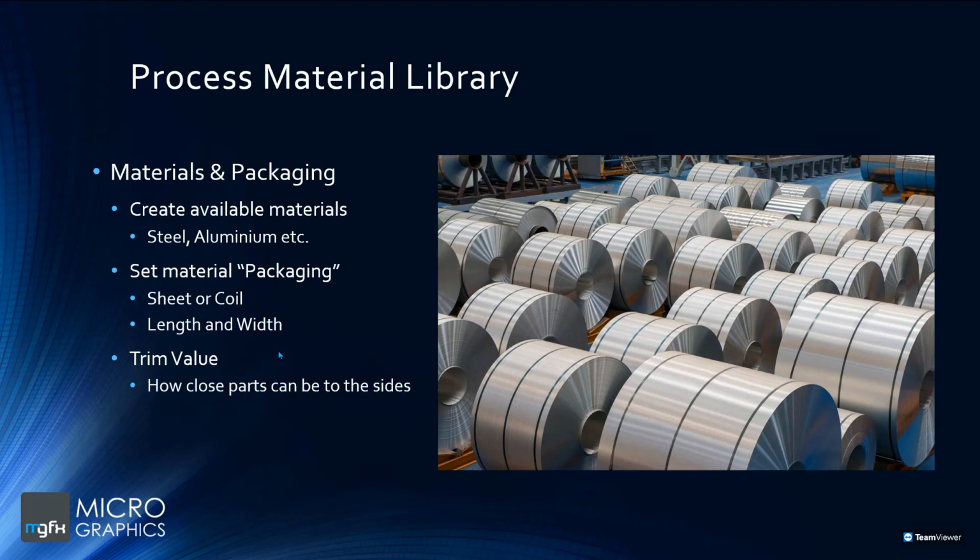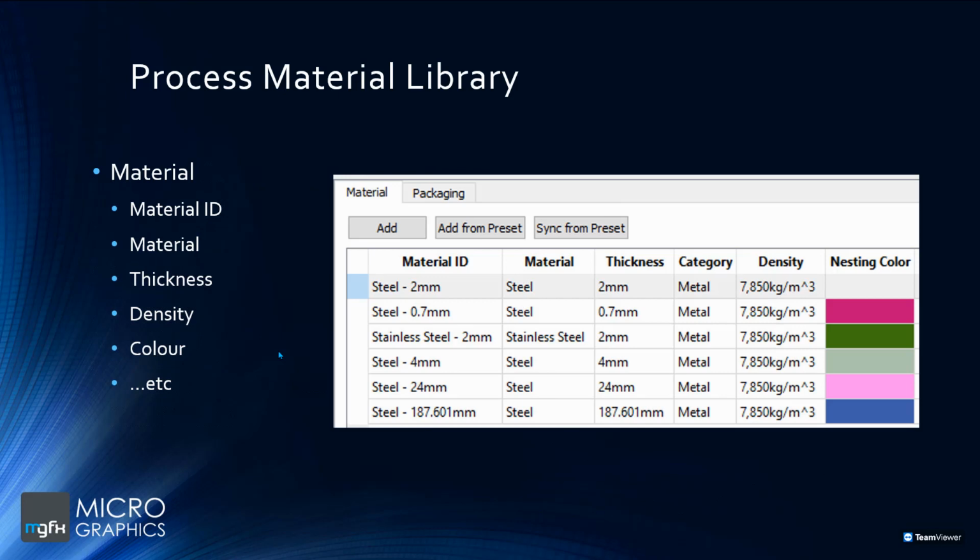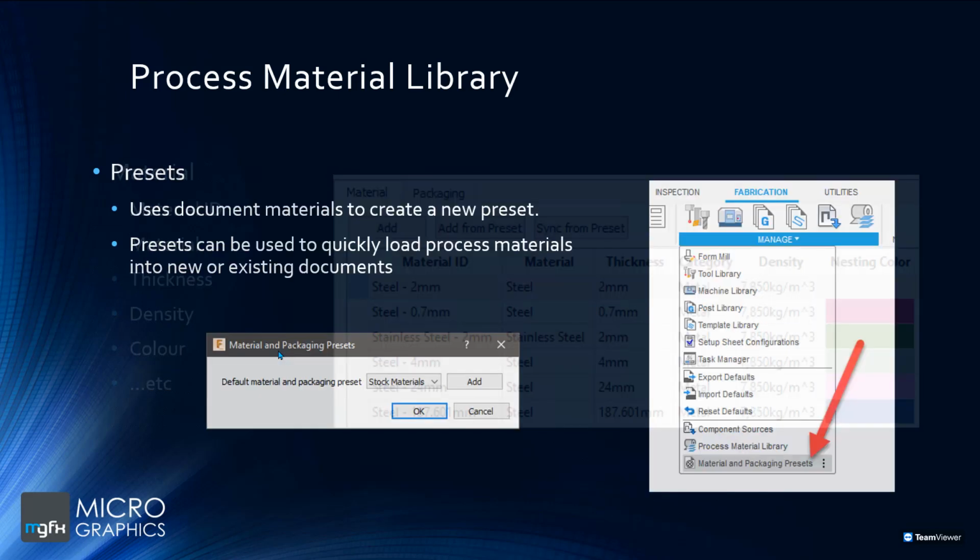We can see there just an example of coils. We are using coils. And part of the library here, just to show you how you would be viewing your library, we can see that we've got a table with the different materials listed. You can see the material identification, the material type, its thickness, what category it falls under, density, and so on. So we have a couple of different tables with all the different properties that get listed.